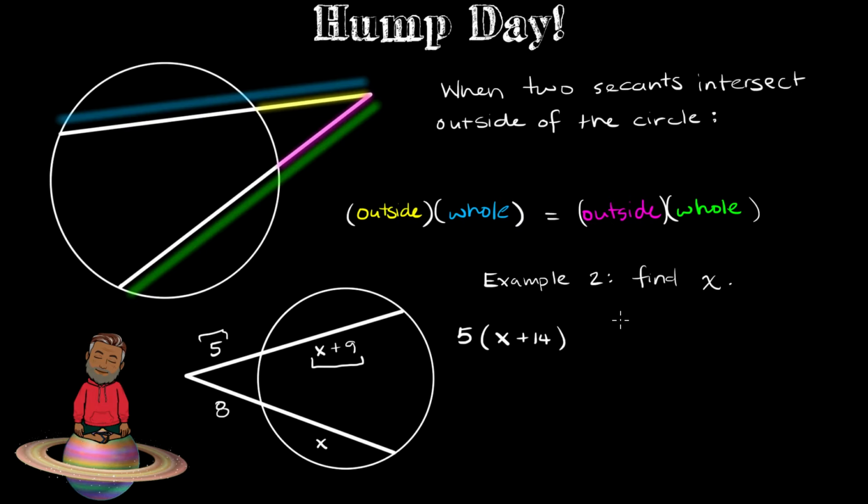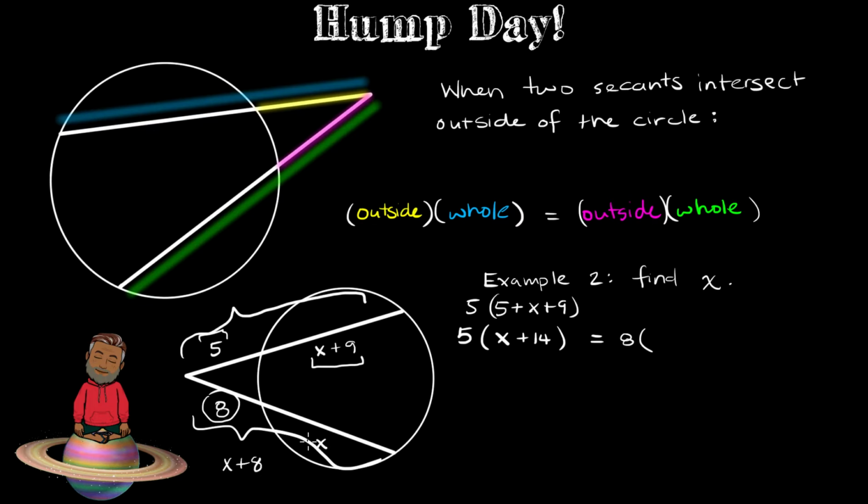Now, for those of you wondering where that came from, just remember, the whole secant is 5 plus x plus 9. That's the entire secant. So if you wanted, you could write it like that, 5 times that. But then you'd want to simplify it by adding the 5 and the 9, which is x plus 14. This is equal to the outside here, which is 8, times the whole secant, which comes out to x plus 8. So 8 times x plus 8.